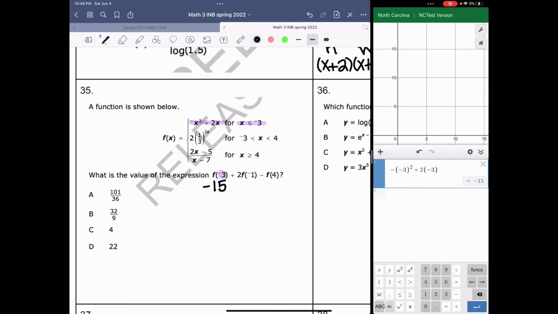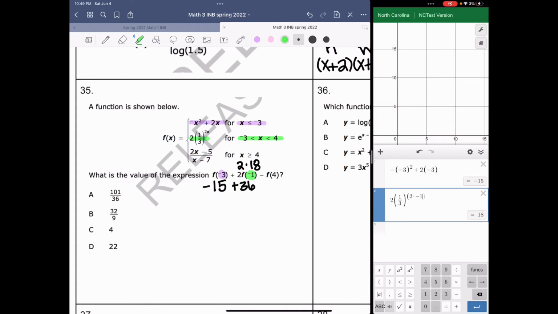All right, for the next one, I have negative 1. Well, negative 1 falls in between that area, so we're going to plug it into that one. So we have 2 times 1/3. And we're going to raise that to 2 times negative 1. And we get 18. Now, this needs to be 2 times 18, so that's going to be 36.